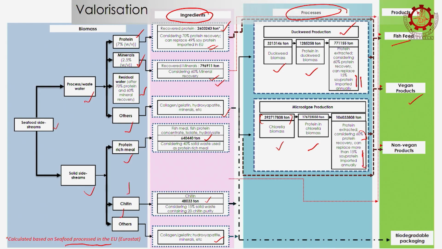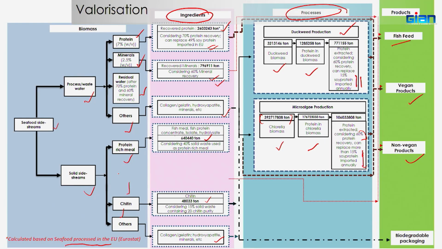Somebody is working on vegan meat product and vegan fish product, and the same duckweed and microalgae or macroalgae will have a similar smell as a fish. That is a perfect product for making vegan or meat alternative. Or this protein goes for non-vegan product, or chitosan or collagen can be used for making biodegradable packaging. So this was the crux of your solid waste and liquid waste, how this system can be generated.